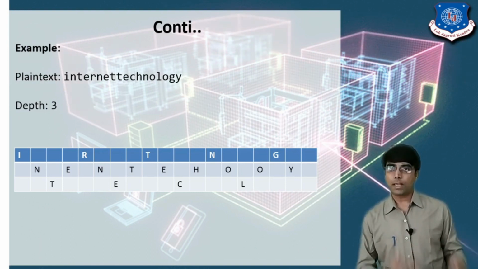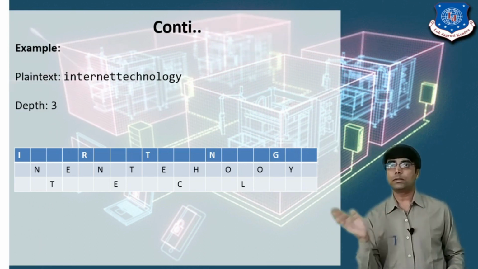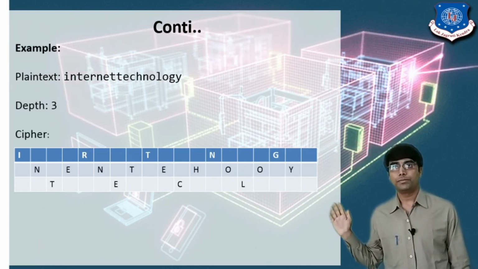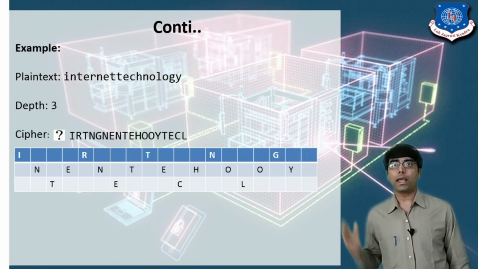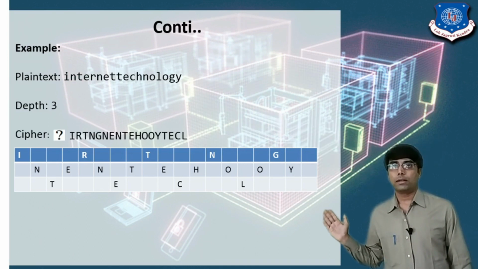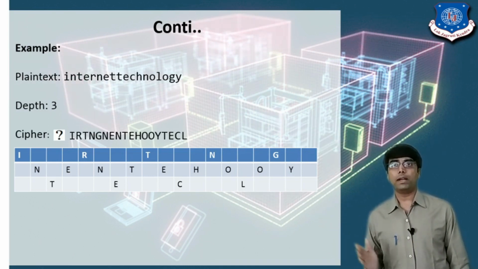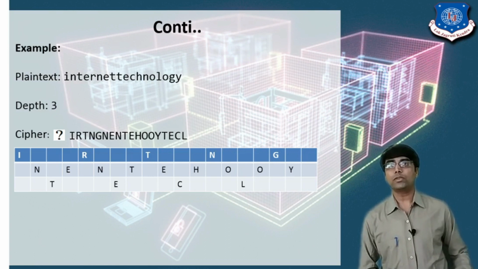Now you will convert it to the ciphertext. You read row by row. So the ciphertext is I R T N G. Now read the second row: N E N T E H O O Y.